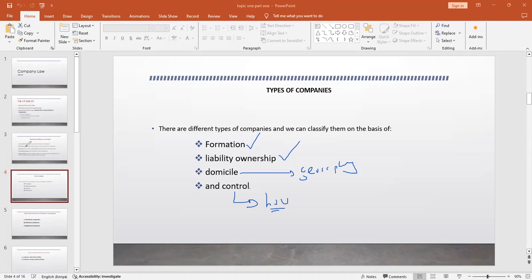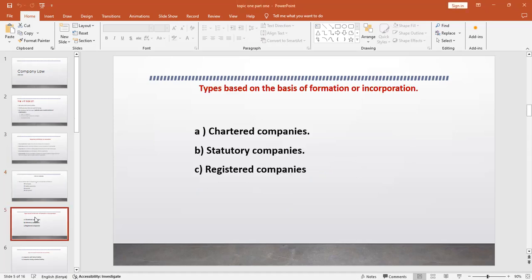And let's go over them and see what is what. So the first one, if you choose to look at companies based on how they are formed, if you have to look at companies in terms of how that company is formed. Now, this order is not relevant, it's just the three of them. One, we have chartered companies. What is a chartered company?